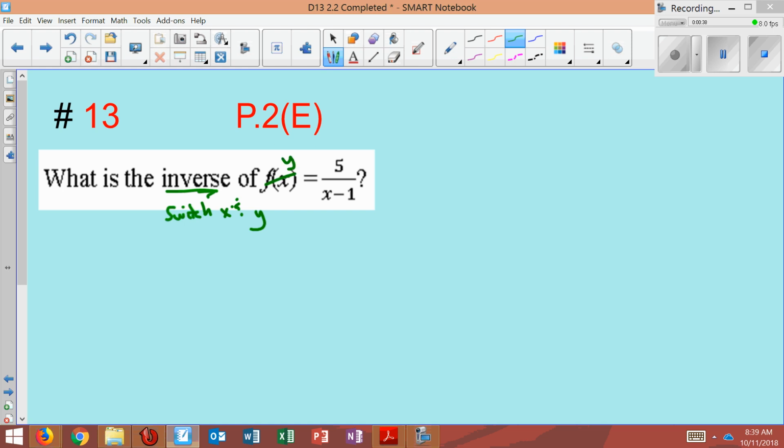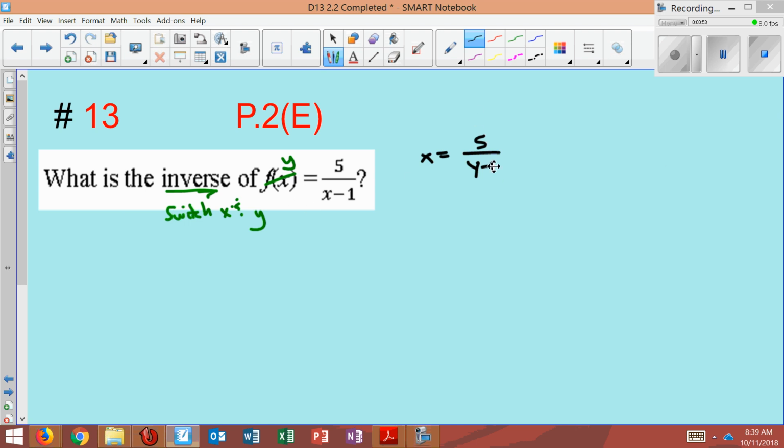This is the y right now, so it's in y equals form. If we graph x equals 5 over y minus 1, we'll know what the image of the inverse should look like. And if it's multiple choice, you can just match graphs. But let's not cheat like that. Let's go through and solve.